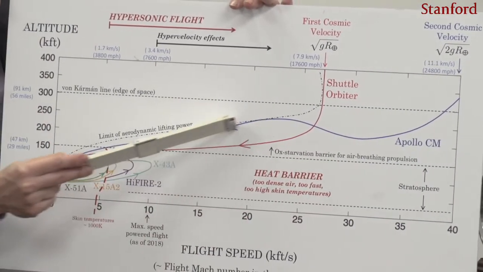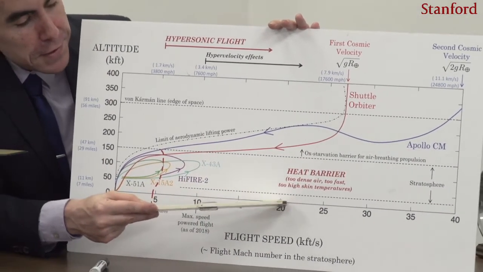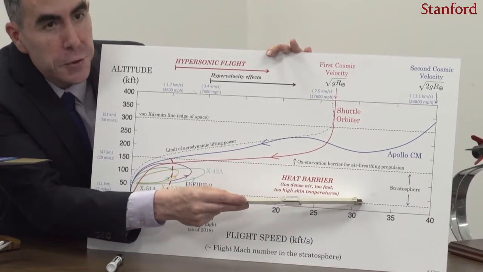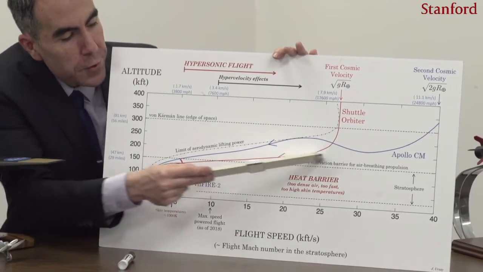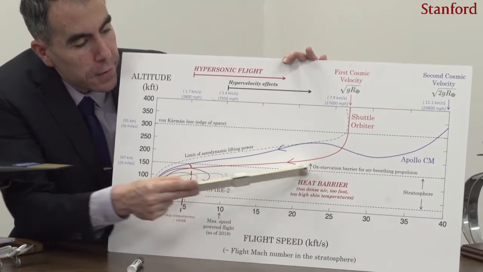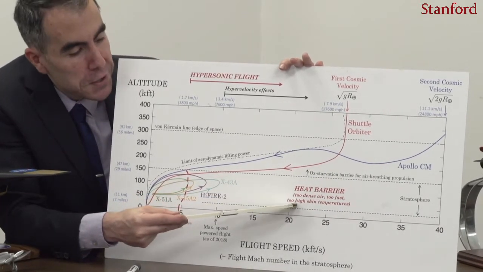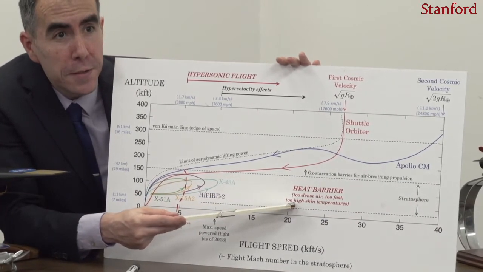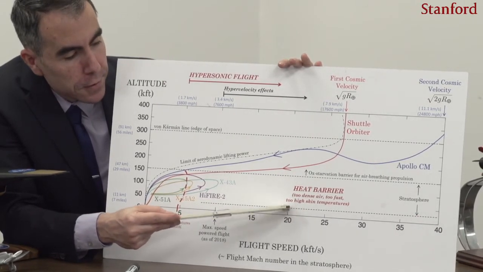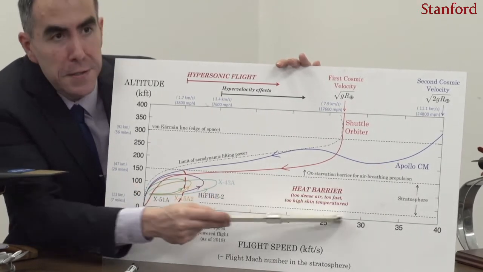This void region that is here. So there is no man-made object that flies at high Mach numbers and low altitudes. And the reason is that here the drag forces are so high and the heat fluxes are so high that the heat barrier prevents any technical development in this region. This is a region of high Mach numbers, high Reynolds numbers, and high enthalpies. So it's one of the most challenging regions to tackle from an engineering standpoint.